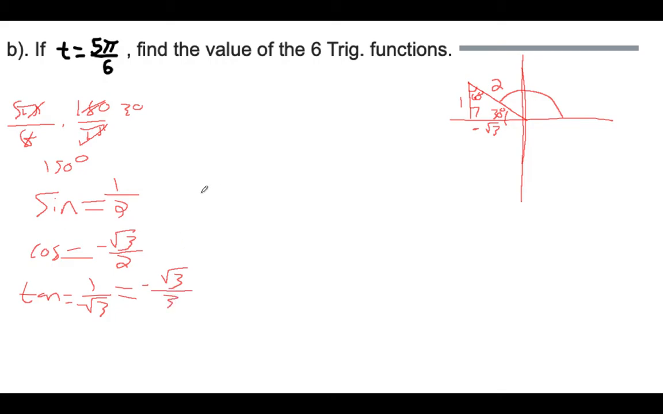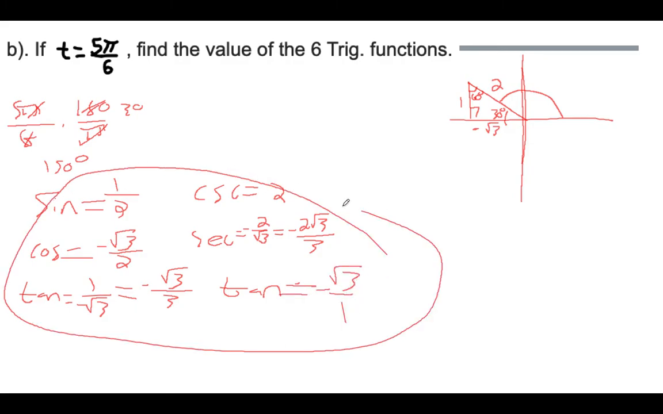Man, this problem's almost identical to the last one. Cosecant would be 2. Secant, you get negative 2 over square root of 3, which you rationalize, so you get negative 2 square root of 3 all over 3. And then cotangent, the reciprocal, is negative square root of 3 over 1. So that right here would be our answers.